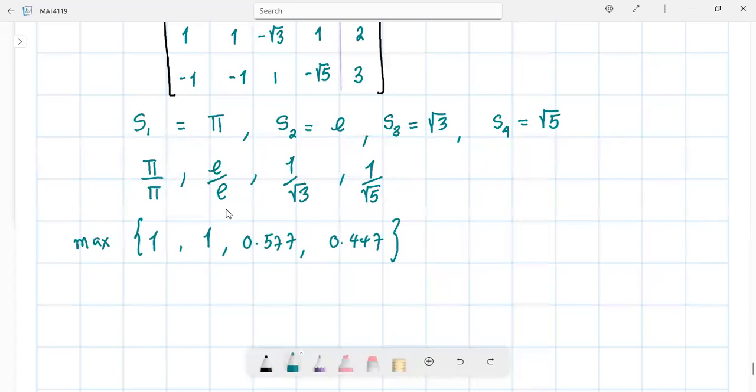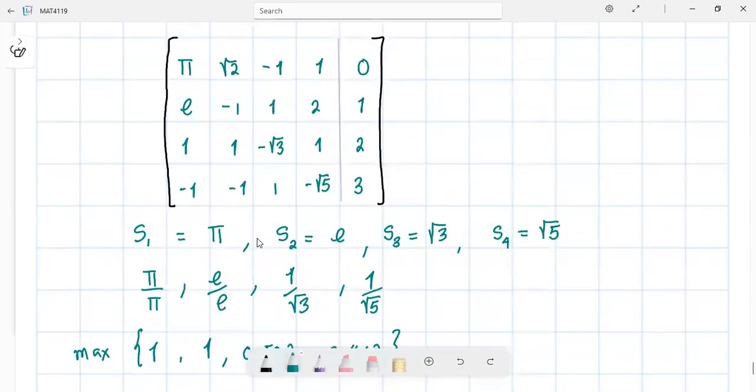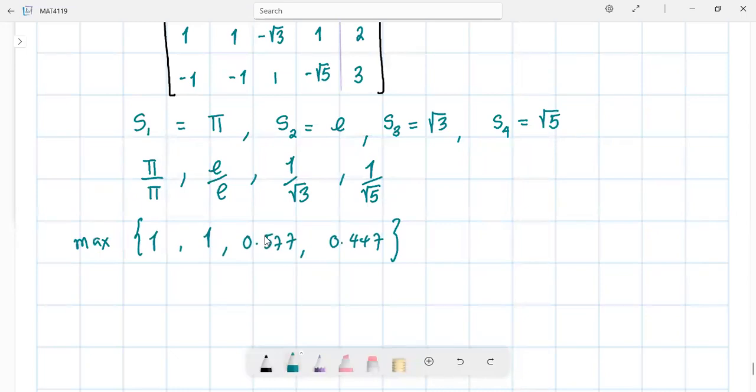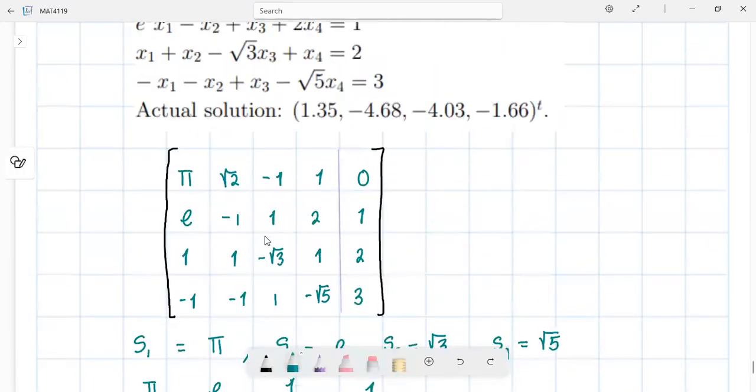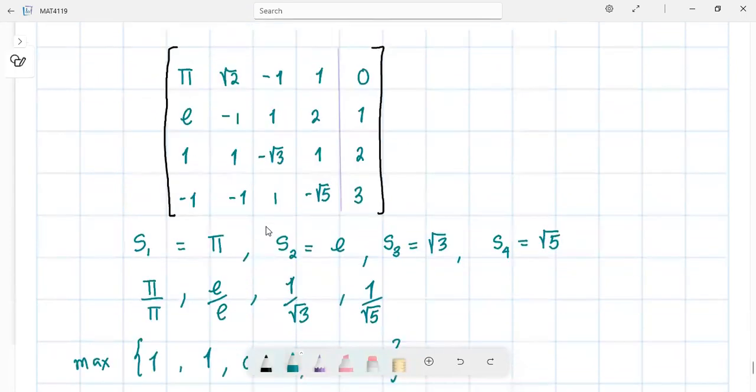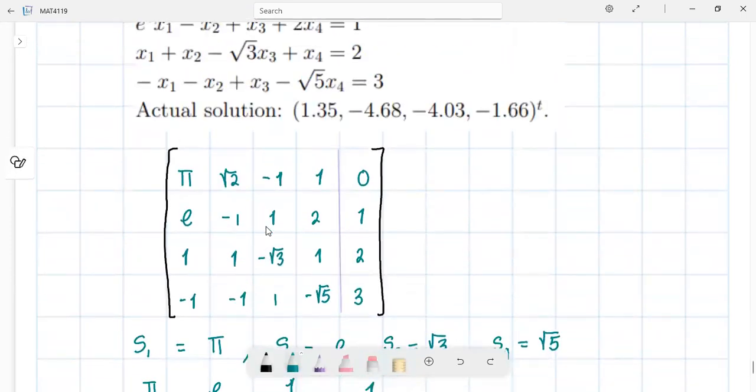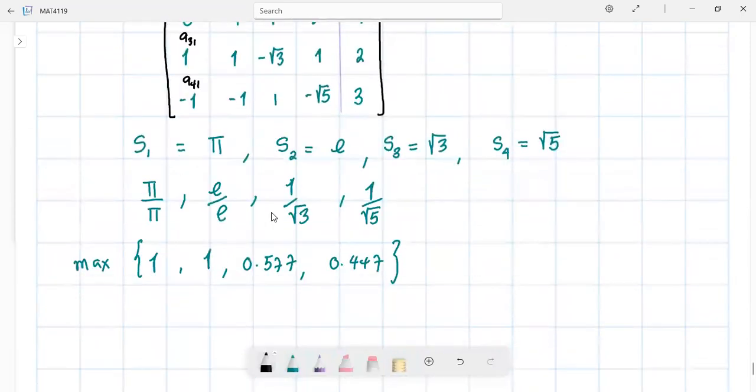Okay, so the maximum will tell us which rows need to be interchanged. Since I have 2 maximum values, it means we're going to have 2 options regarding the rows we need to exchange. So let me take you back here. This element here is in the first row, first column, so we call it A11. Second row, first column, A21. Third row, first column, A31. Fourth row, first column, A41. Those subscripts will tell us something.